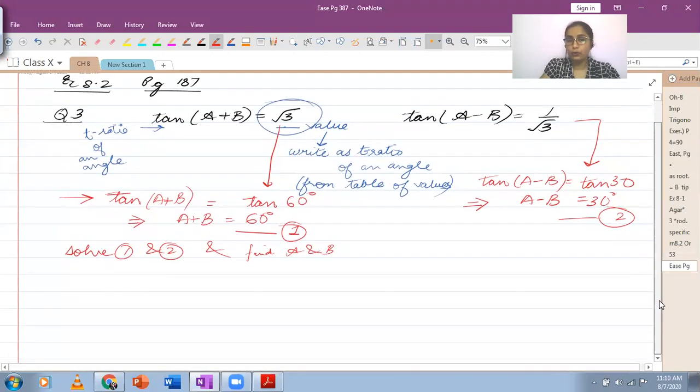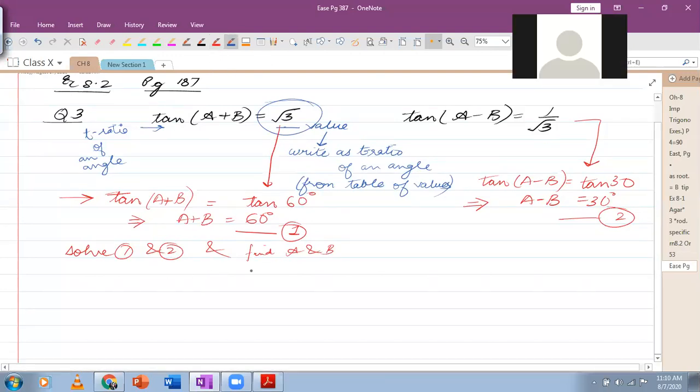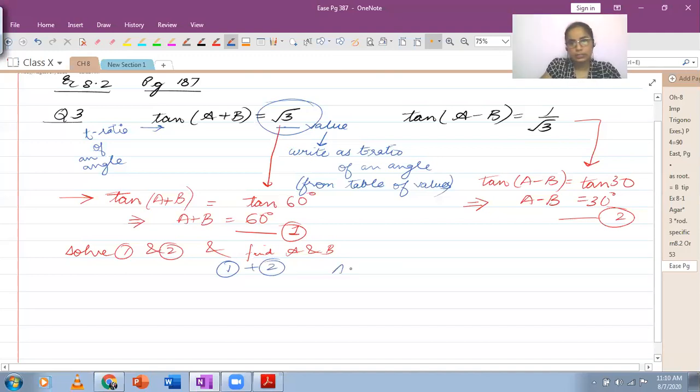Can you solve? You've got two linear equations in two variables. Yes. So let's add one and two. You can use elimination, definitely, because it's the sum of the same values and the difference of the same values. Just go ahead.